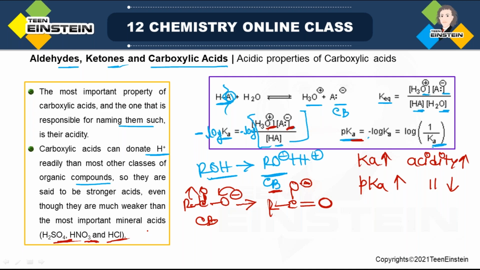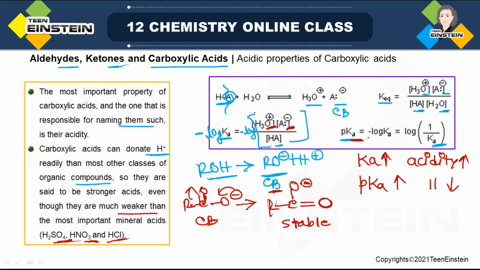So in organic compounds, carboxylic acids have the maximum acidity, but don't think it is even stronger than mineral acids. No, they are much weaker than the most important mineral acids that we mostly deal with in inorganic chemistry. But in organic chemistry, the acidity of carboxylic acids is maximum, and the reason is that the conjugate base is very stable because of this type of resonance.